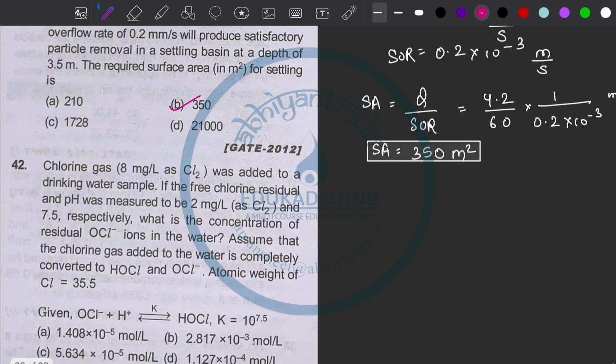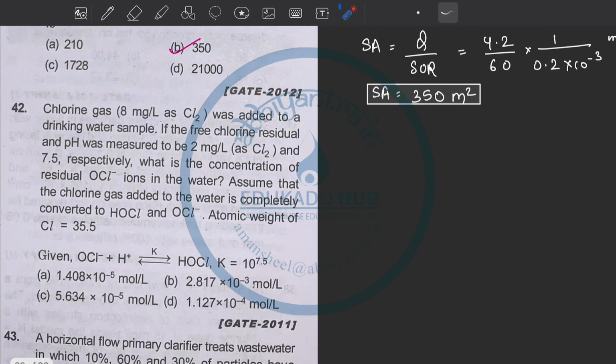Let's move on to the next question, which is: chlorine gas 8 mg per liter as Cl2 was added to drinking water sample. If the free chlorine residual and pH was measured to be 2 mg per liter as CaCl2 and 7.5, what is the concentration of residual OCl minus ions in the water? Assume that the chlorine gas added to the water is completely converted to HOCl and OCl minus. Atomic weight of Cl is 35.5.